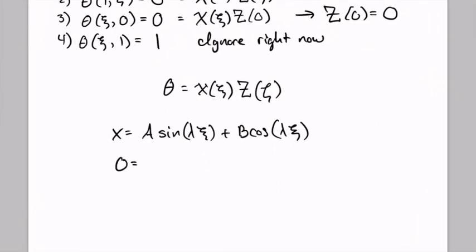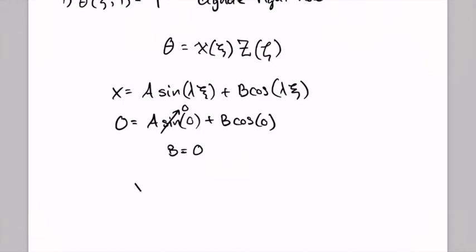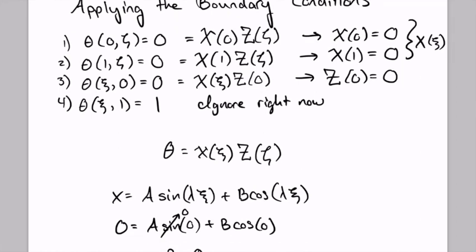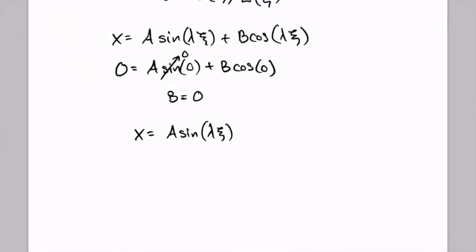So when we apply the first boundary condition, this term is 0. And so we find that for this to be true, the constant of integration b has to be equal to 0. And so if we plug that into our expression for x, we've just simplified it. Okay, so now we can apply our second boundary condition, x of 1 equals 0.